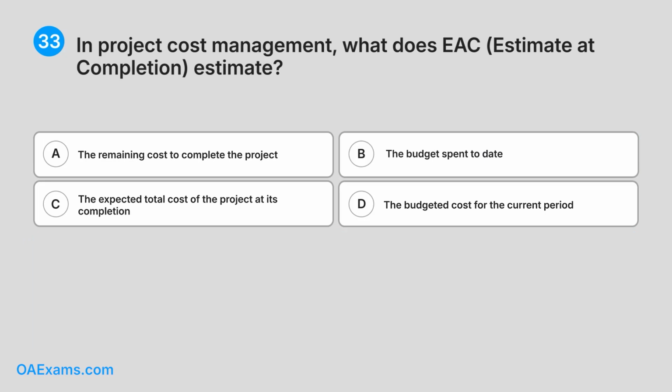33. In project cost management, what does EAC, estimate at completion, estimate? A. The remaining cost to complete the project. B. The budget spent to date. C. The expected total cost of the project at its completion. D. The budgeted cost for the current period. Do you know the answer?